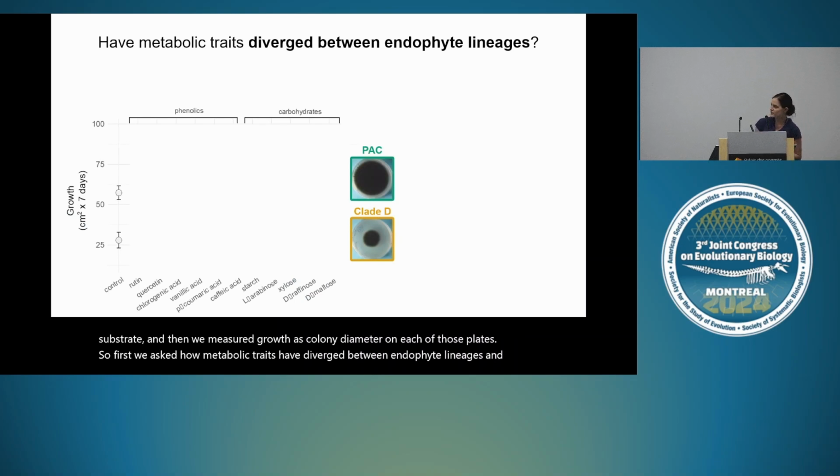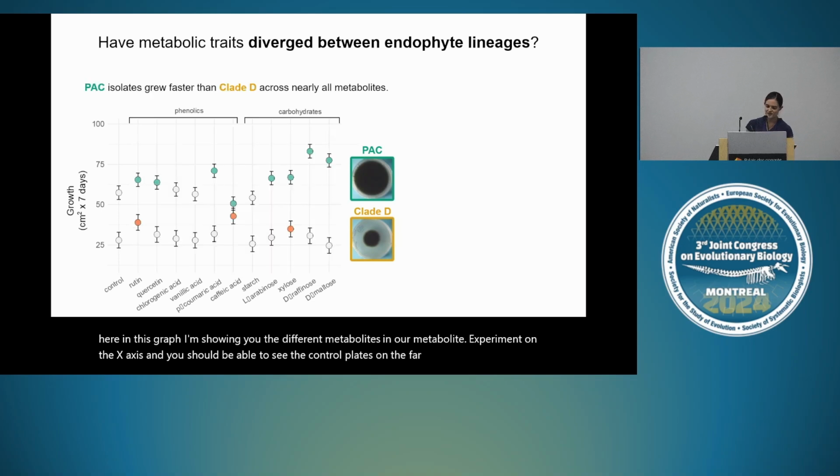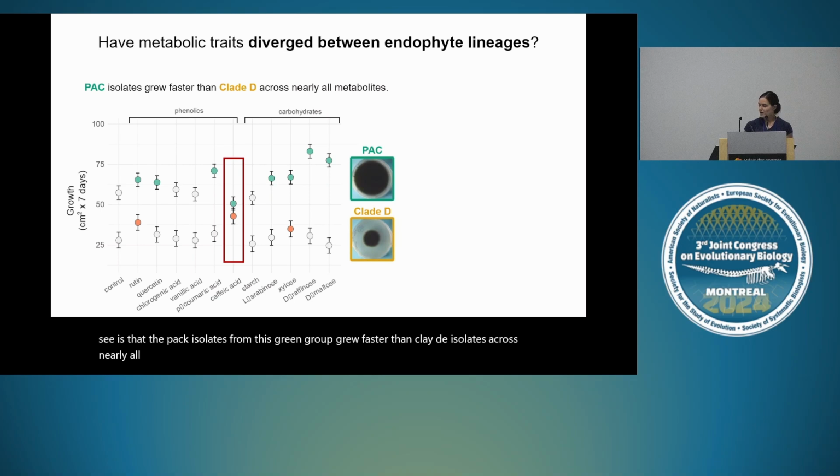And so here in this graph, I'm showing you the different metabolites in our metabolite experiment on the x-axis, and you should be able to see the control plates on the far left. What we see is that the PAC isolates from this green group grew faster than clade D isolates across nearly all metabolites, with the exception of caffeic acid right here, which abolished growth differences between our groups.